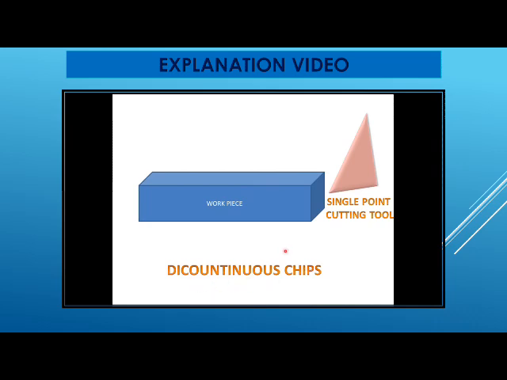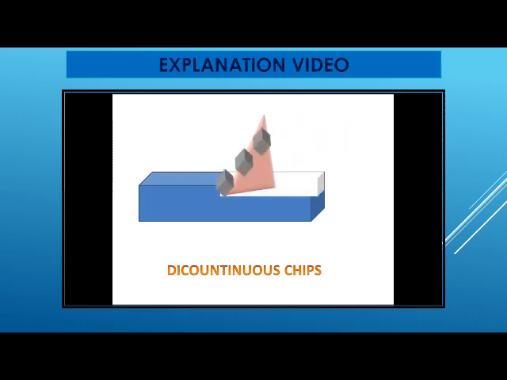If we use a single point cutting tool on a brittle workpiece, then the tool will travel and material will be removed, and such chips are formed in fragments. These are called discontinuous chips because they are formed in fragments.